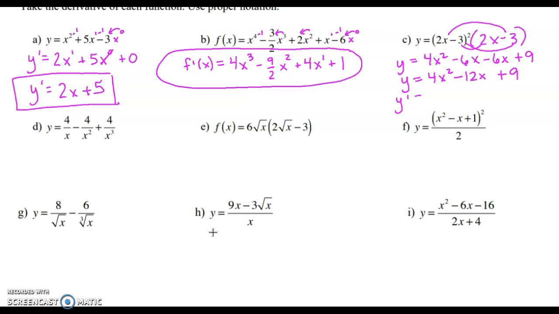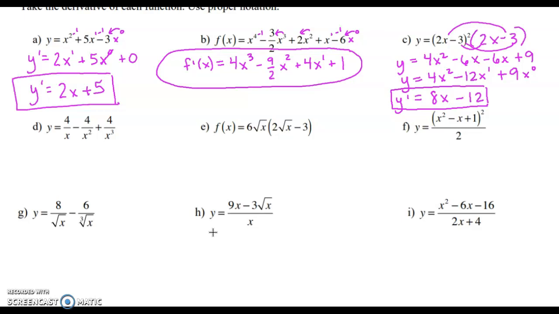So our original function is 4x squared minus 12x plus 9. To take the derivative, we can do the power rule. Multiply, subtract 1. There's a 1 here, so multiply. When I subtract 1, the x goes away. And since this has x to the 0, that would go away as well.